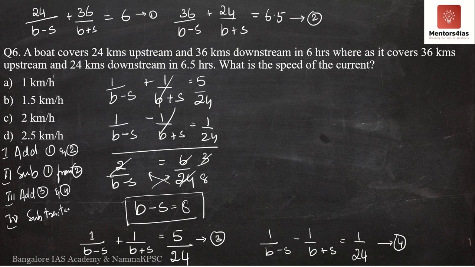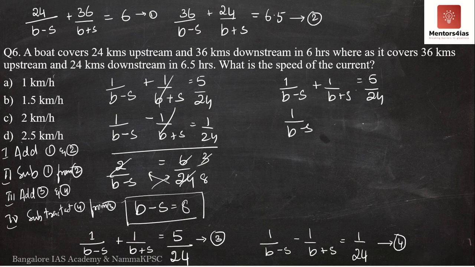Now I am going to subtract equation 4 from equation 3. So what do we have? 1 divided by b minus s plus 1 divided by b plus s is equal to 5 by 24, and 1 divided by b minus s minus 1 divided by b plus s is equal to 1 by 24.